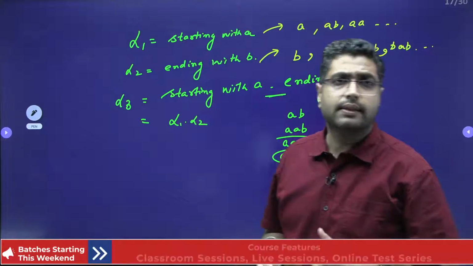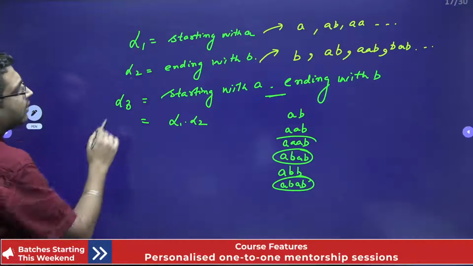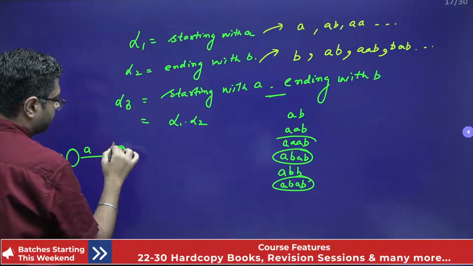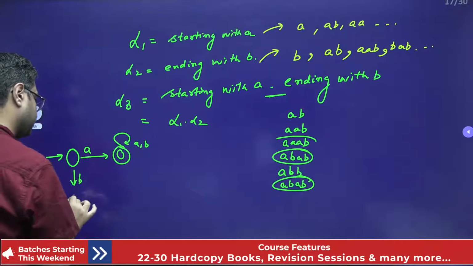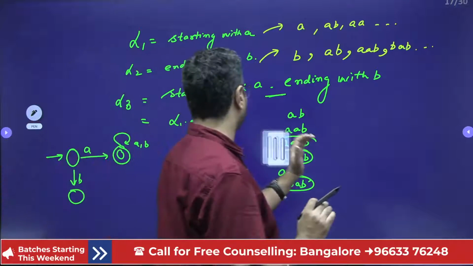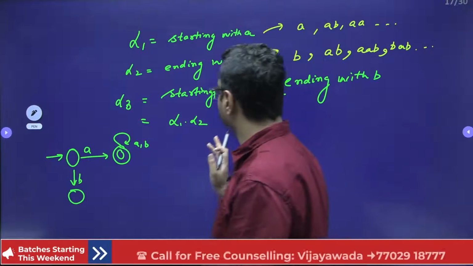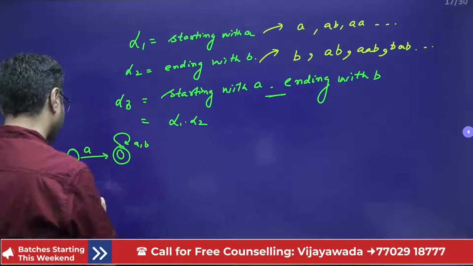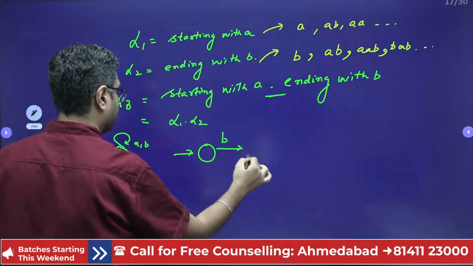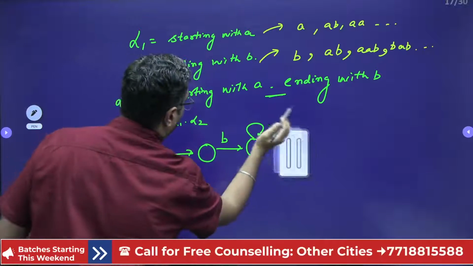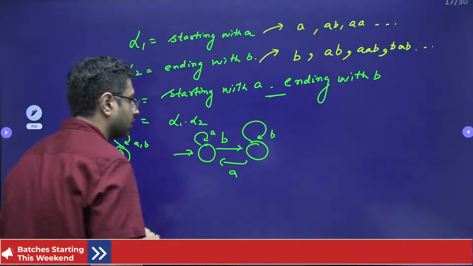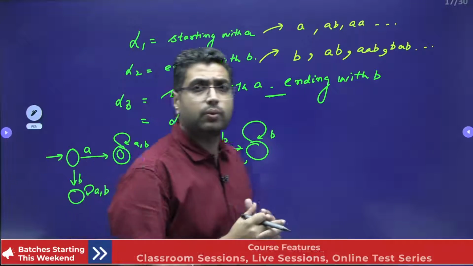Can we do something on the DFAs in this way? Yes, we can definitely do that. Let us try to construct the DFA for starting with A. Now let me make the DFA for ending with B. This is starting with A. Now ending with B is this one. Now what I have to do is to concatenate these two DFAs, and what is the approach?